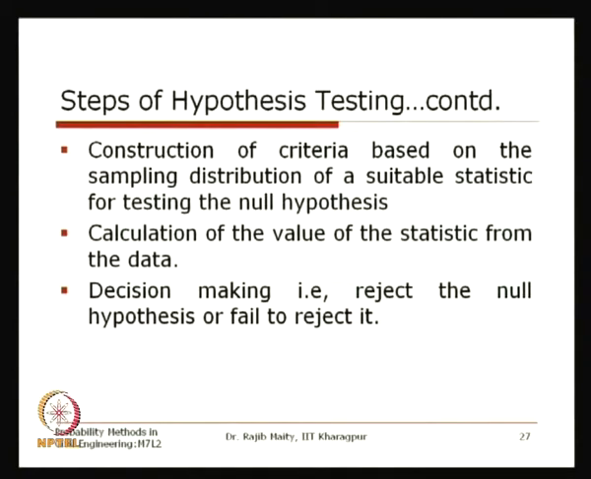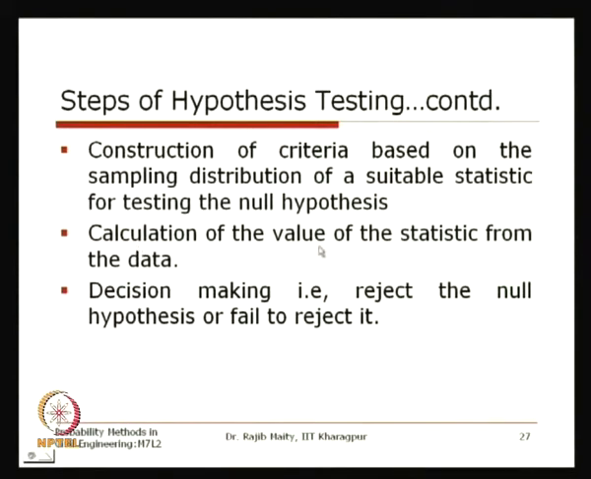Then, construction of criteria based on the sampling distribution of a suitable statistic for testing the null hypothesis. That suitable statistic we have to develop, and we should know the probabilistic nature of the statistic. In the earlier discussion of parameter estimation, there also we developed some statistics, and we saw the sampling distribution of different statistics. Similarly here also, the suitable statistic for this test we have to construct, and depending on its probability distribution, we have to find out the critical value for that.